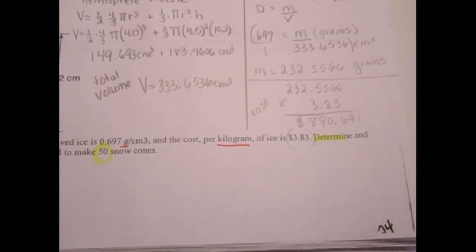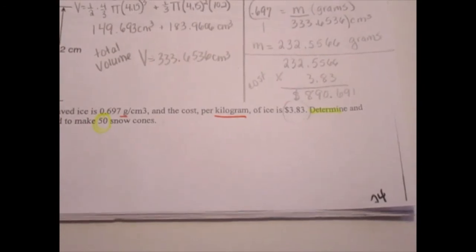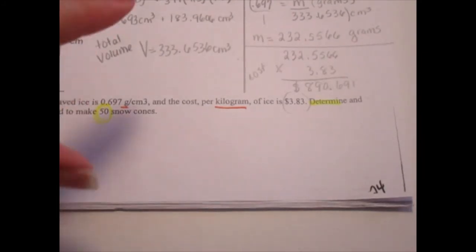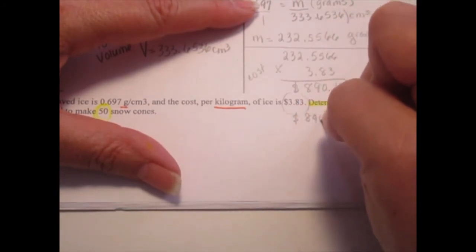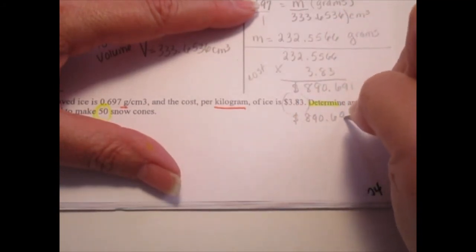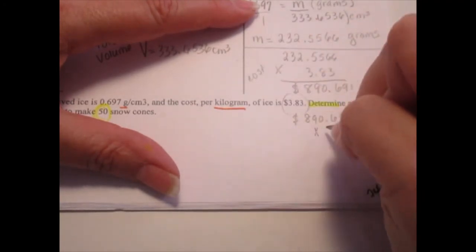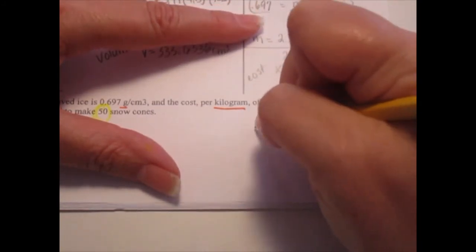Okay, so these are very expensive snow cones, but remember, we want our answer in kilograms, okay? And right now we're working in grams, okay? So now we want to determine and state the cost of 50 snow cones. So I'm going to take that $890.691, which is not money, I know. And we're going to multiply that by 50, okay? 50 is my 50 snow cones.